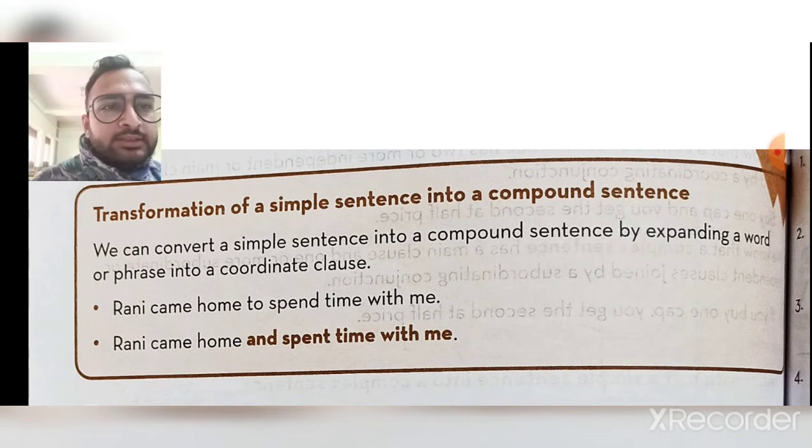Transformation of a simple sentence into a compound sentence. We can convert a simple sentence into a compound sentence by expanding a word or phrase into a coordinate clause. For example: Rani came home to spend time with me. Rani came home and spent time with me. So we are expanding a phrase into a coordinate clause.